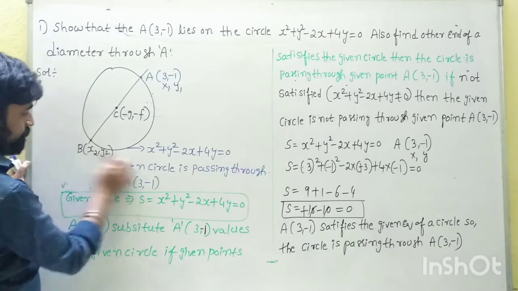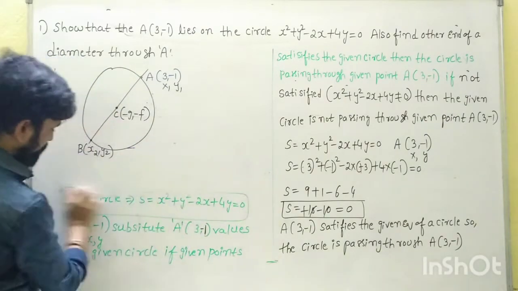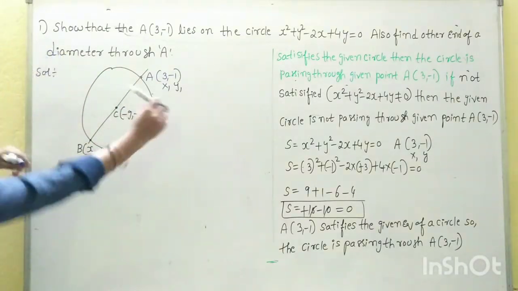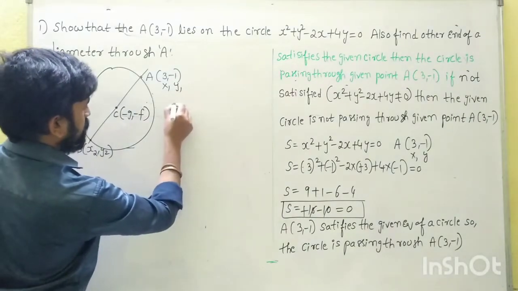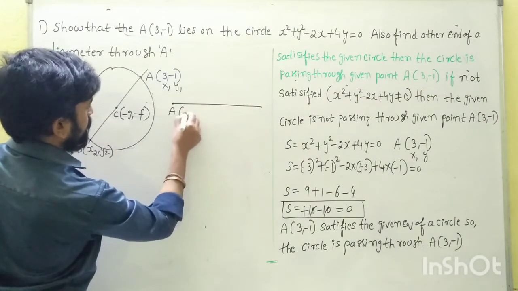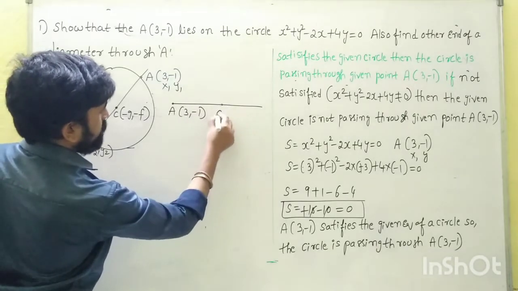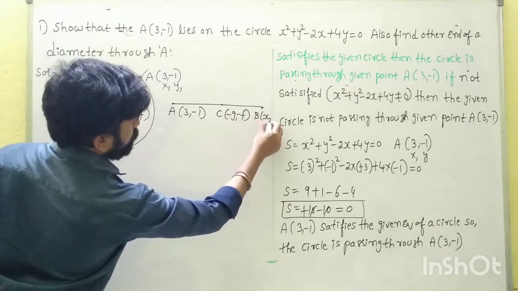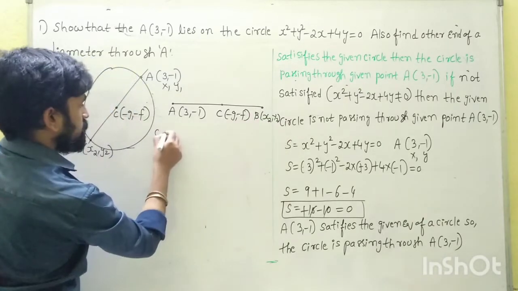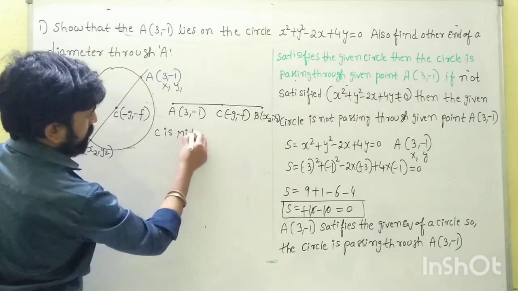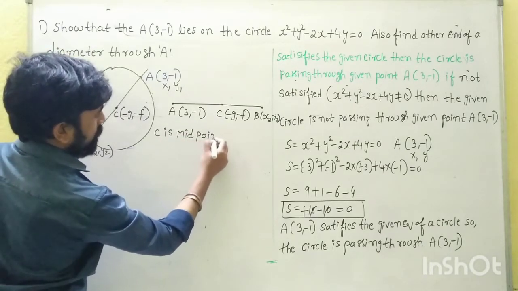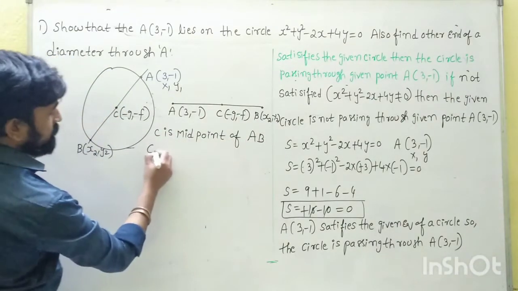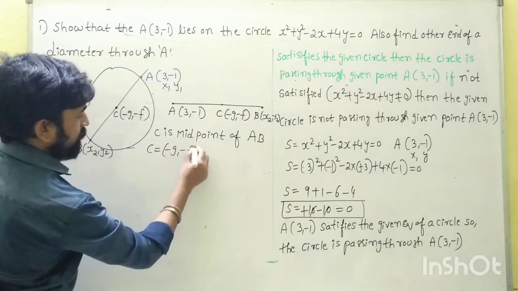So now take here. What is this? You can take A as (3, -1) and C as (-g, -f), whereas B is (x2, y2). Then C is the midpoint of AB, so we need to find the C value. Whereas C is equal to (-g, -f).